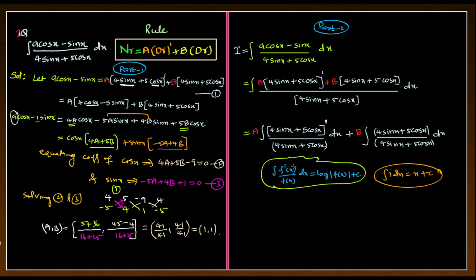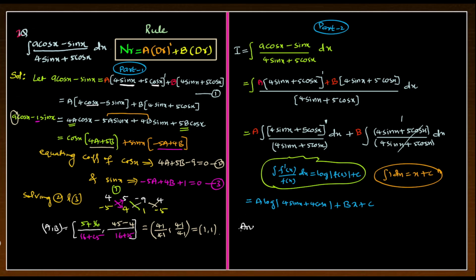And what about integration of f dash x by f of x? That is log mod f of x. And in the second term, both are the same, they cancel to 1. And integration of 1 is x. So we are integrating both the terms using two different formulas. So the answer is log mod f of x, which means always our denominator, that is 4 sin x plus 5 cos x, plus b into integration of 1, that is x, plus c. So in the final answer, we have to write the values of a and b.